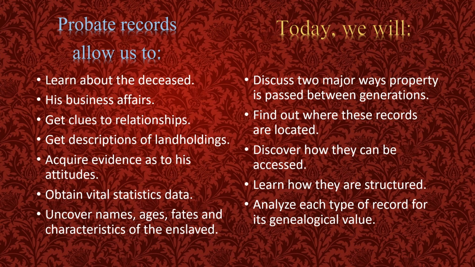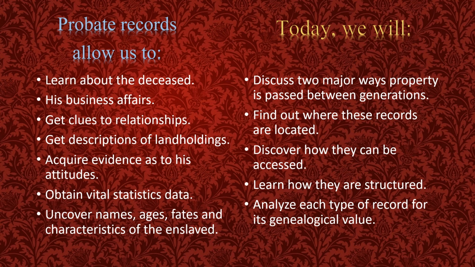So we have a chance by studying the documents associated with the sifting out at the end of life, which we call the probate process, not only to learn more about the deceased and his business affairs during his lifetime, but also to find clues as to his relationships, his land holdings, his attitudes, the prior relationships and patterns of inheritance in the family, and the names, ages, fates, and characteristics of enslaved people when we're talking about southern estates. Sometimes even relationships among the enslaved and clues to their major life events can also be revealed.